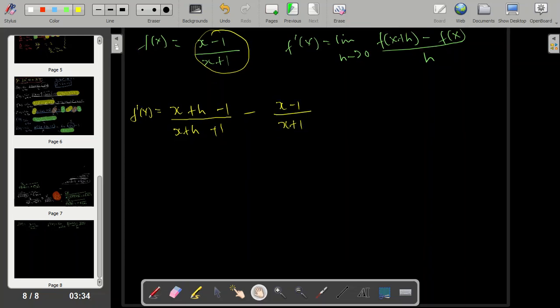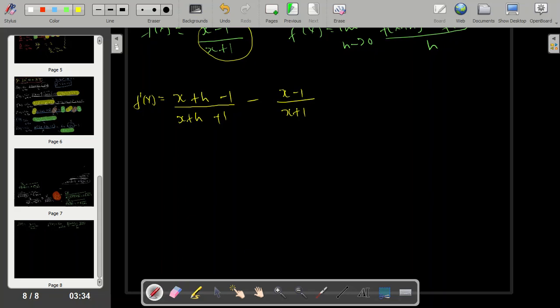So this is just going to be, no, we are saying everything divided by h. So when you divide by h there, we shall get f prime of x as the limit as h approaches 0. So we are going to work out the top part.